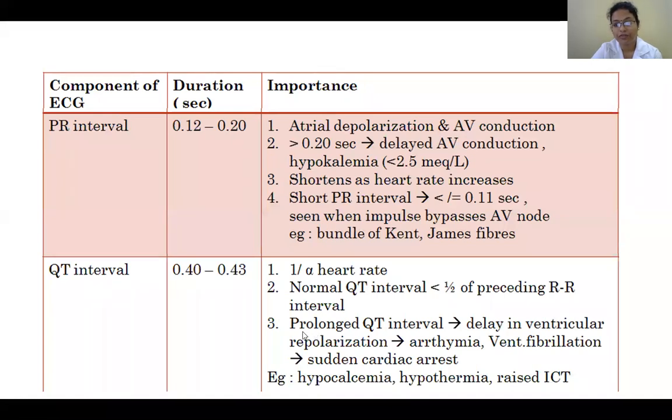So, if there is prolonged QT interval, you can suspect there is delay in ventricular repolarization. It can also lead to arrhythmias, ventricular fibrillation, or sudden cardiac arrest. Other causes of prolonged QT interval are hypocalcemia, hypothermia, and raised intracranial tension.